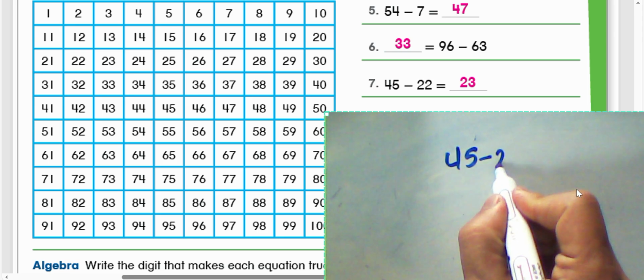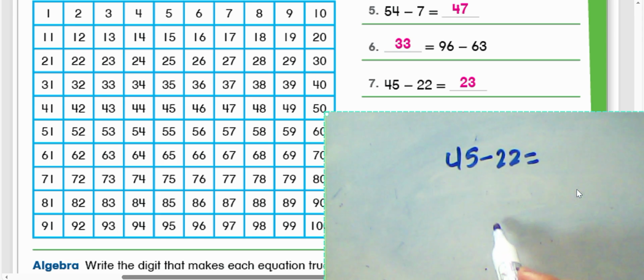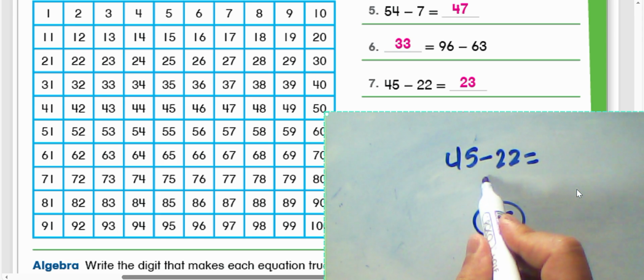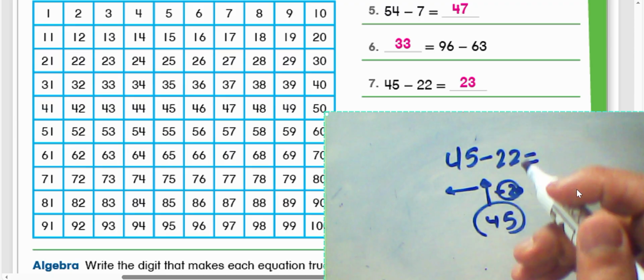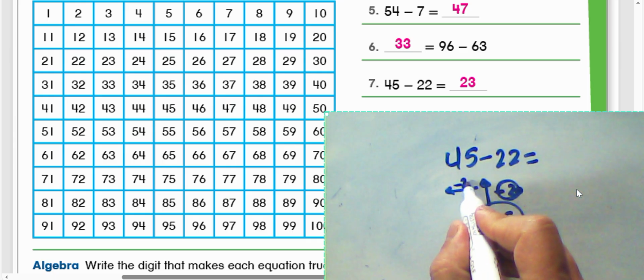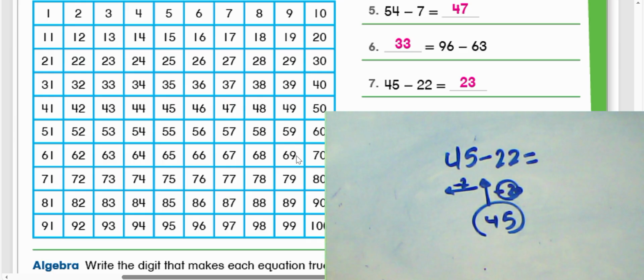45 here, subtract by 22. We must start from 45 and go up by 2 steps, subtracting 20. It means up 2 steps, and then left hand side 2 steps. Where 45 here, go up steps 1, 2. Go left hand side steps 1, 2. Going to what? 23. The answer will be 23.